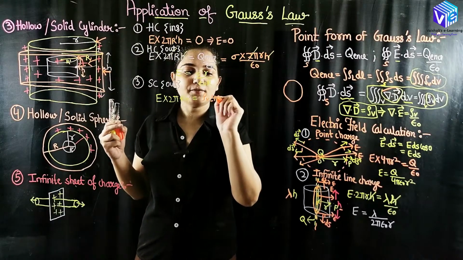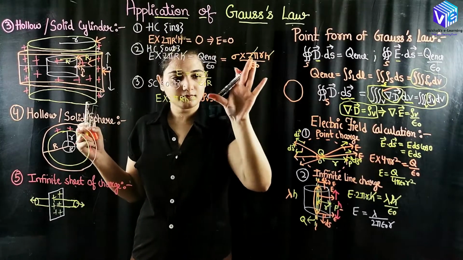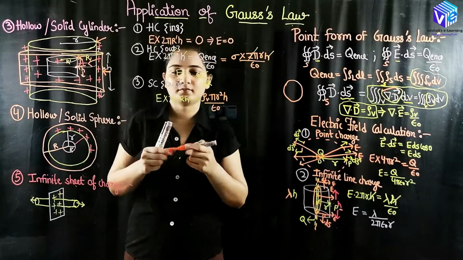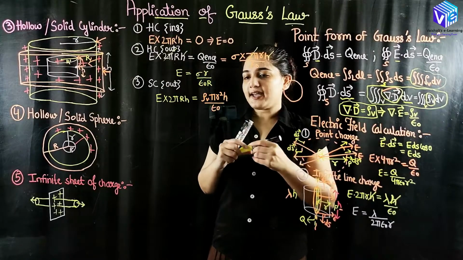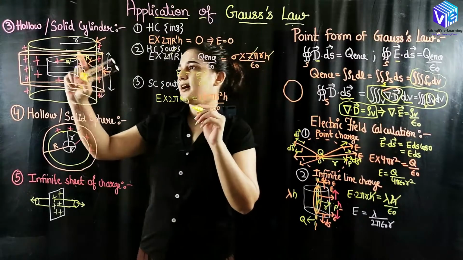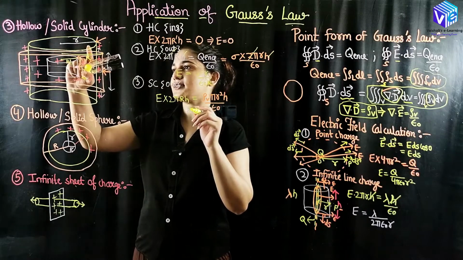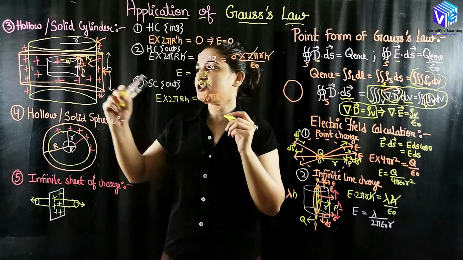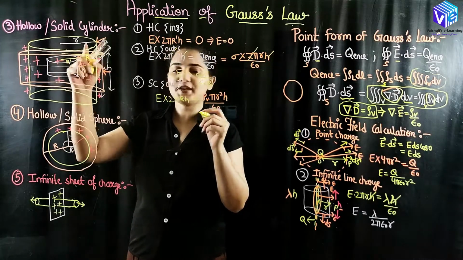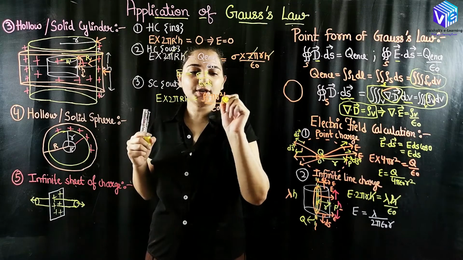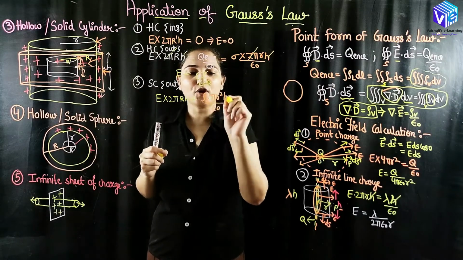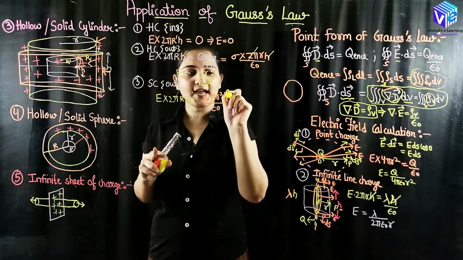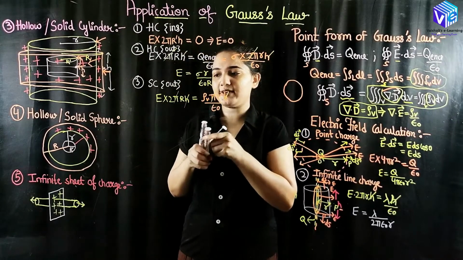So it will be equal to rho V pi r square h upon epsilon naught. This is the radius of the cylinder. So now I have taken this to be the volume of the cylinder. So now here pi and pi will get cancelled out, h and h will get cancelled out, and I will get the E.